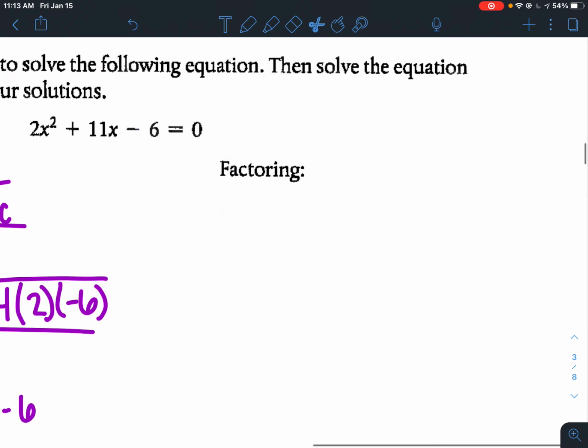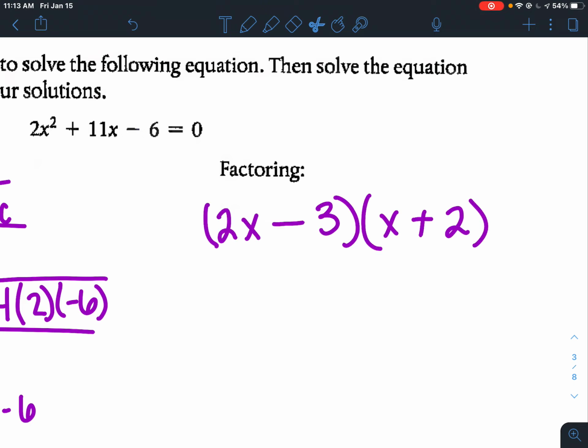If we were to solve by factoring, it would take, I think, maybe just slightly longer, especially if you're using guess and check, which, of course, is what I did. So factors of 6, factors of 2 that are going to add to 11. Remember, it's the outsides plus the insides. It's this and this plus this and this.